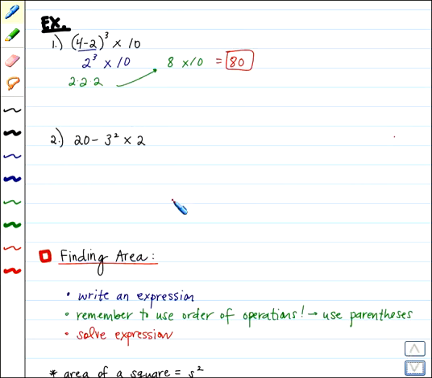Alright, next example, 20 minus 3 squared times 2. First thing is parentheses. Well, we don't have any parentheses. Next comes powers. So in this case we have 3 squared, so keep the 20. 3 times 3 is 9, and then multiply by 2. So we look at multiplication first. 9 times 2 is 18. Keep the 20 minus. And the last step is addition or subtraction. In this case we have subtraction, so that's going to be equal to 2. So the answer to this whole expression is 2.